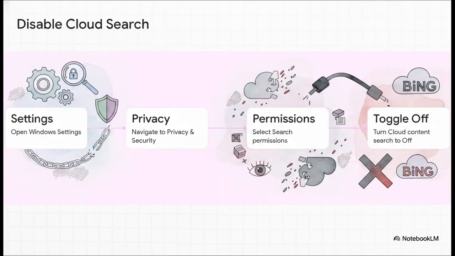So how do we stop it? Well, to shut off this specific Cortana Cloud exfiltration, you need to dive right into your settings. Navigate to Privacy and Security, select Search Permissions, and critically turn that Cloud Content Search toggle to off. That effectively cuts the cord to Bing for sure.